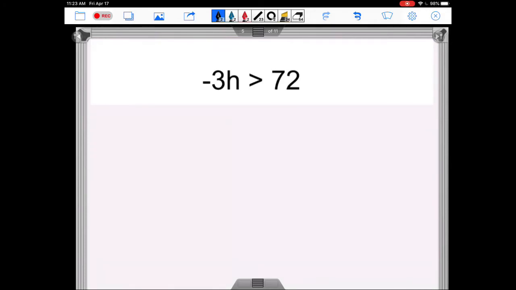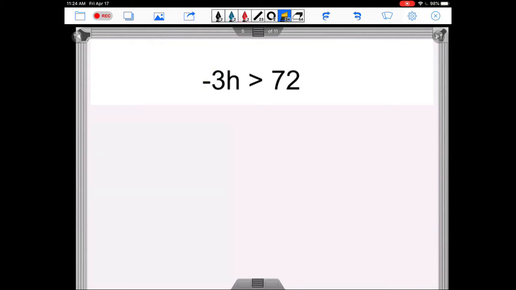All right, there is sort of an extra thing that we have to think about here when we're solving inequalities. With equal signs, everything's equal. That makes things nice and easy. But with inequalities, there's a rule when we're dealing with negative coefficients. Remember, coefficients, that's just the number that's attached to the variable. So in this case, the coefficient is -3.